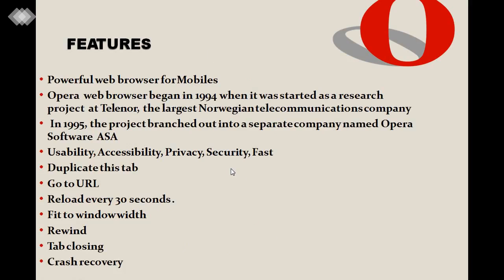Here are some features of Opera. It's a very powerful web browser for mobiles. The web browser began in 1994 as a research project at Telenor, the largest Norwegian telecommunication company. In 1995, the project branched out into a separate company named Opera Software ASA. Its main features are usability, accessibility, privacy, security, and speed.